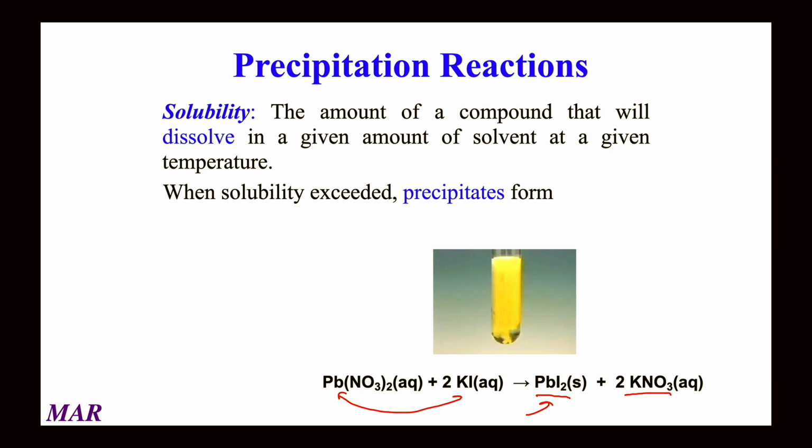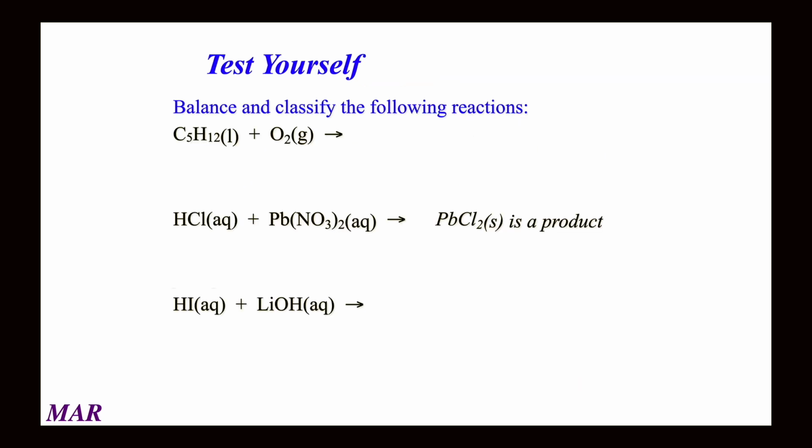The solids are usually quite visible. The solids or precipitates look like cloudiness sometimes. It might be white. This is a neat yellow color, so it shows up really well. But even a little bit of cloudiness or fuzziness, fogginess, if you will, in the solution is enough to indicate that a precipitate has formed. So let's test ourselves. Let's figure out what kind of reactions these are, and then classify what they are.